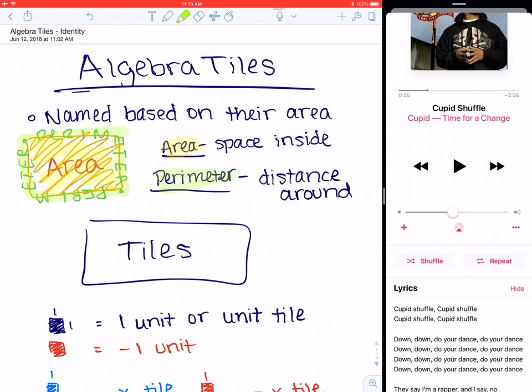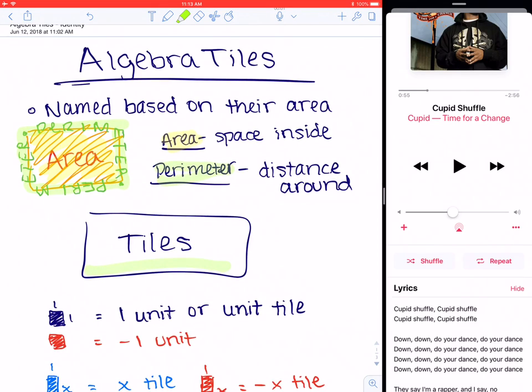With our tiles, we name our tiles based on their area. So let's go through the different types of tiles. All right, our tiles. We have a unit tile. It's like this dark colored bluish black. It has measurements 1 by 1, and 1 times 1 is 1, so we call it the 1 unit or unit tile.